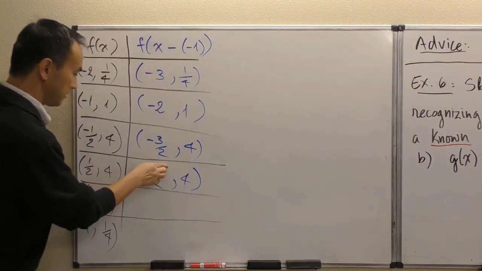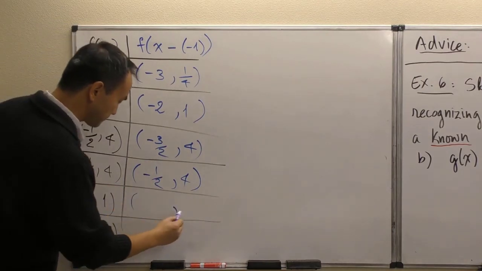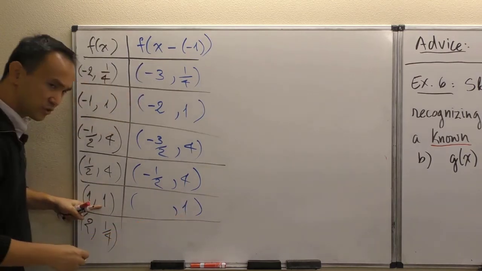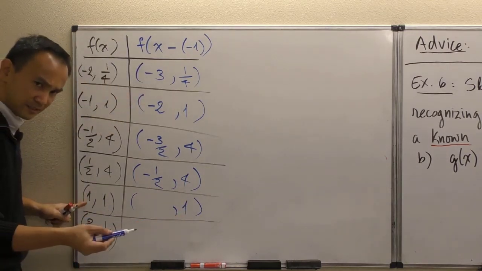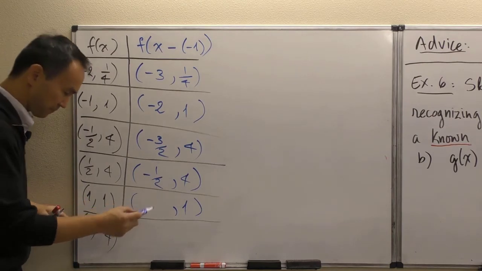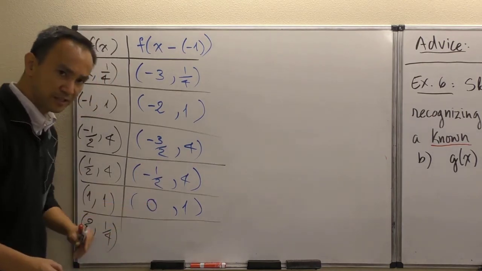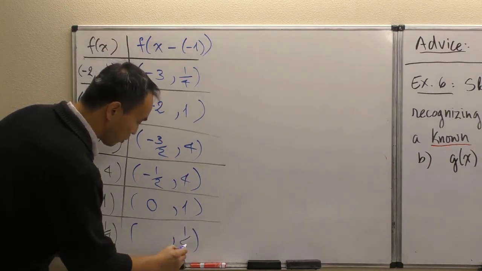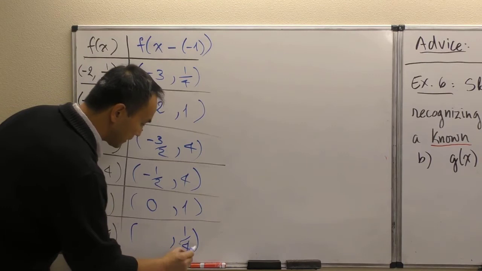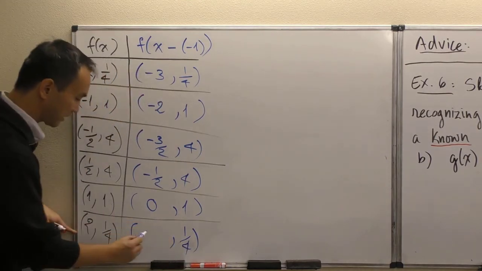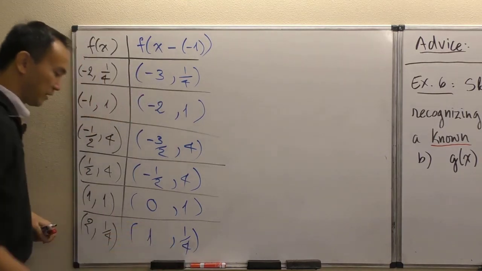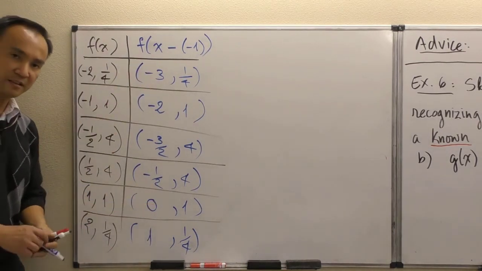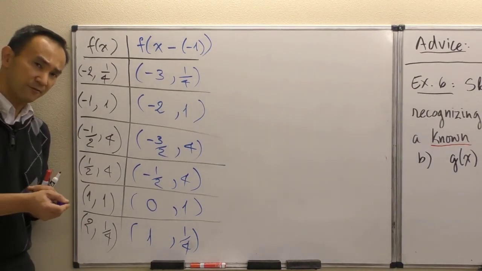And then the next one here, 1, 1. The 1 for the y value stays the same. 1 plus -1 gives me 0. So 0, 1 is the updated point. And then here we're looking at 1/4 for the y value, and +1 because 2 plus -1 is +1. So these are the guiding points for the updated graph, for g of x.